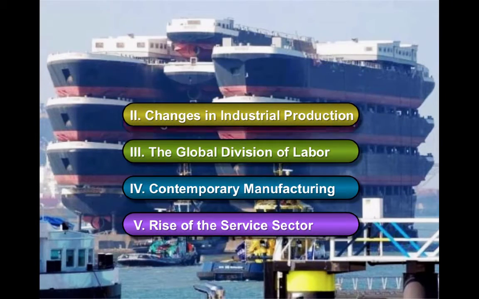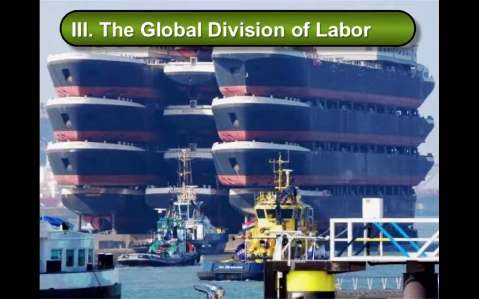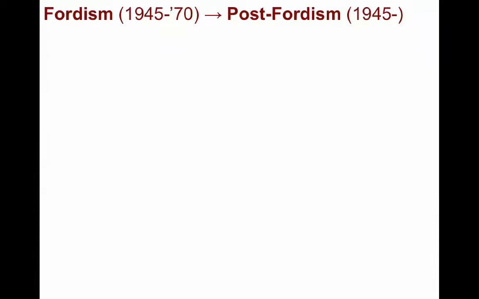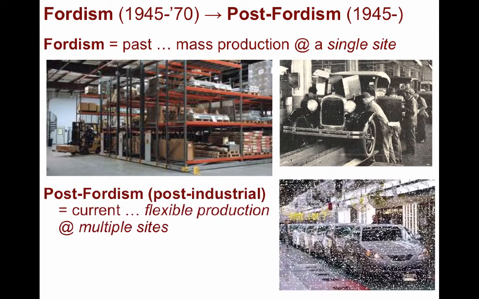In this video, we're going to continue looking at the global division of labor by asking this essential question: what forces and changes have led to the modern global division of labor? Prior to the economic structure of the modern world, Fordism was the dominant configuration, featuring mass production at a single site. Since the conclusion of World War II, post-Fordism is what dominates global production and trade.